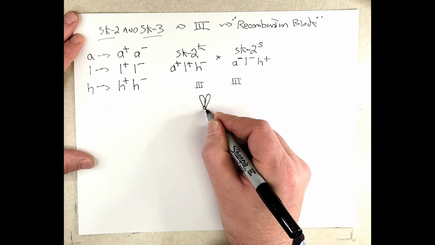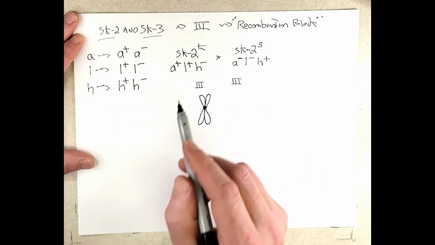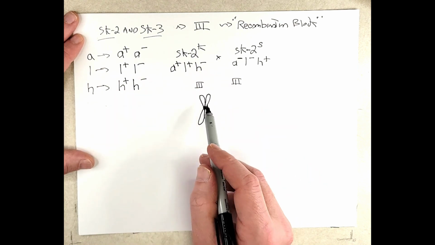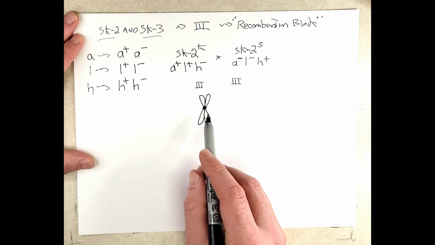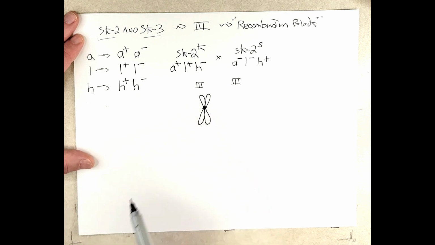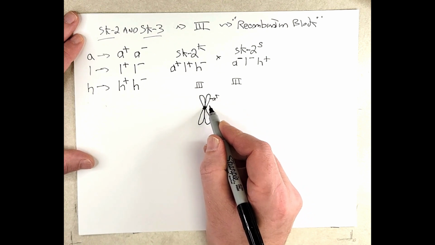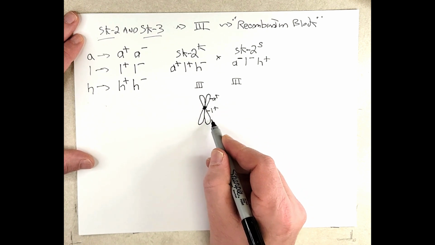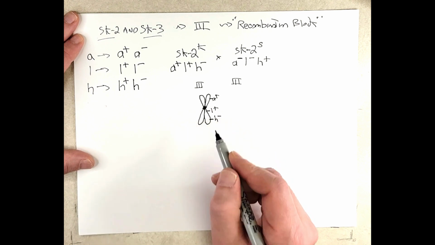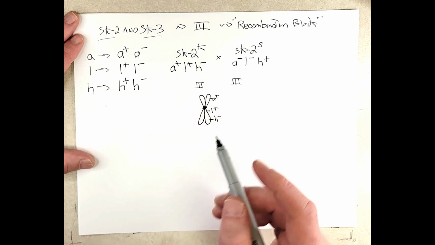And so let me diagram chromosome 3 from this parent over here, SK2K. So this is a single chromosome that exists as a pair of sister chromatids that share a common centromere. And that's what the chromosomes look like at the beginning of meiosis. And so I'm going to put A plus here, L plus here, and let's say H minus here. Okay, now that is chromosome 3 from the SK2K parent.